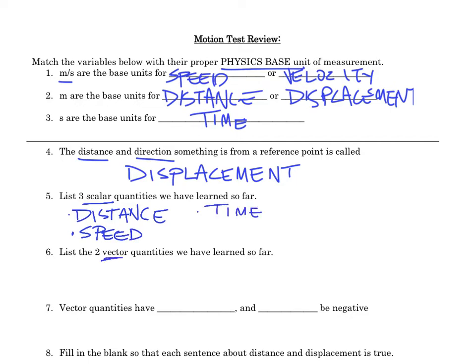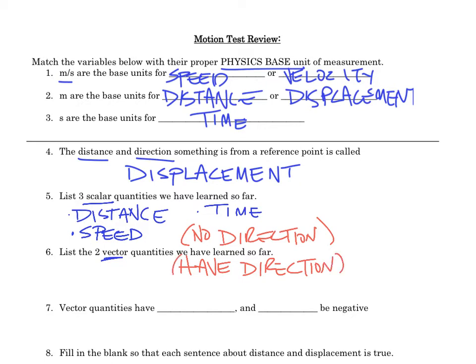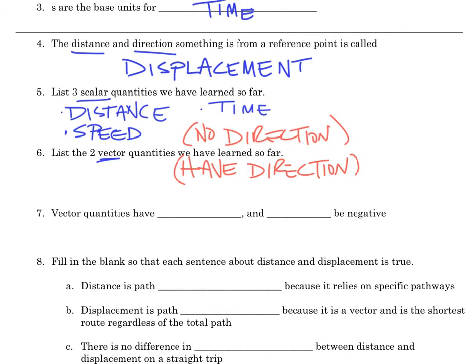2 vector quantities. So vectors have direction. Let me add that back over here in number 5. These have no direction. And vector quantities have direction. Okay? So 2 vector quantities that we've learned so far are the only 2 variables that we've talked about that are not listed, and it's displacement and velocity.